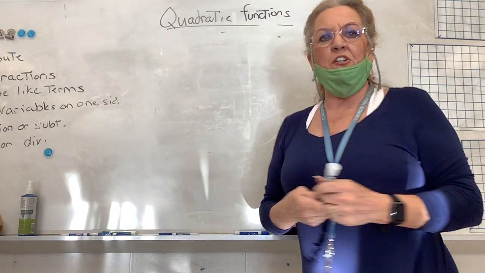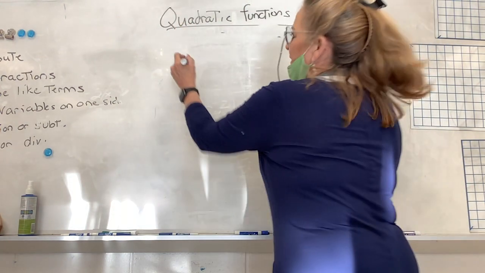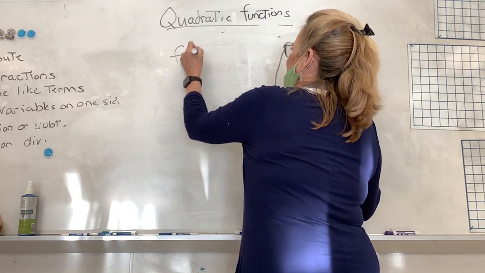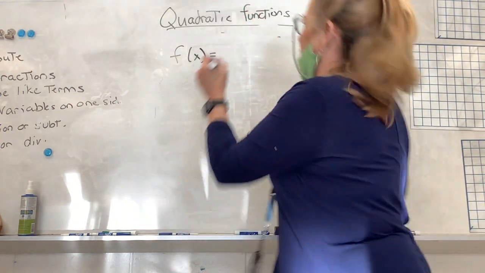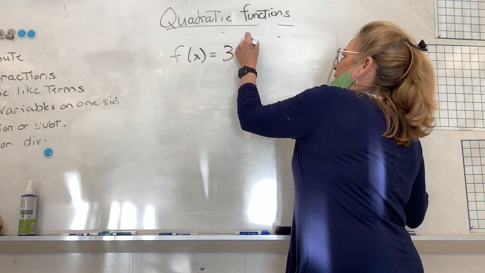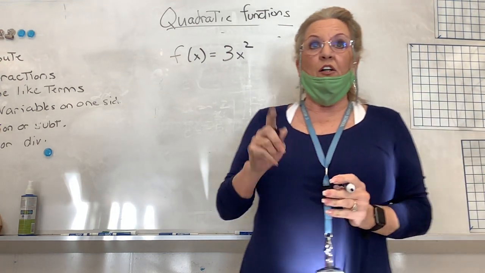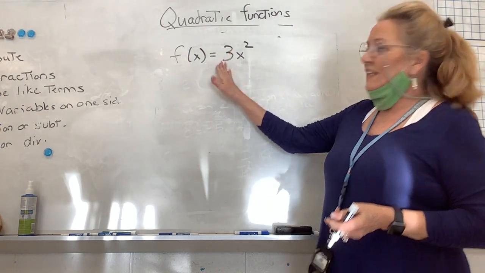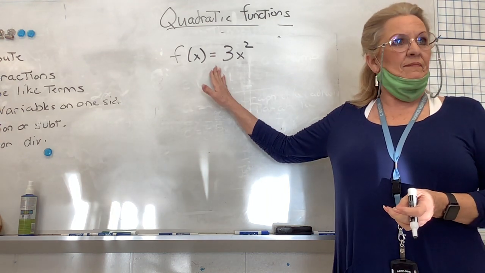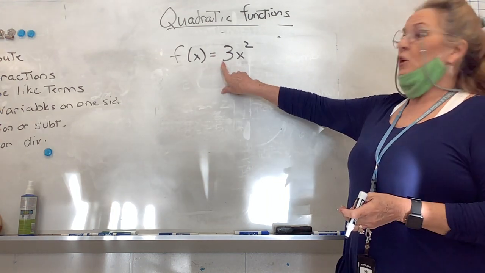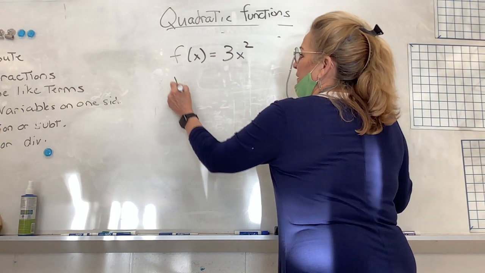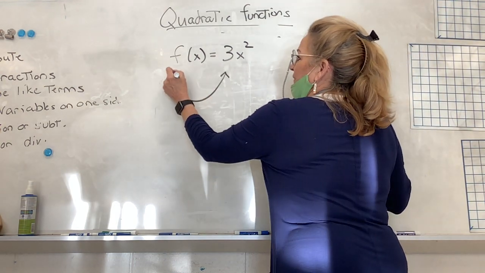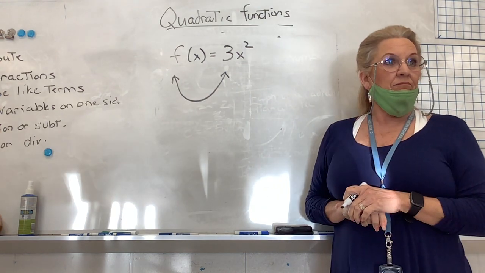That very first problem is f of x, which is the same thing as y. F of x equals 3x squared. First of all, I know for a fact that this parabola is smiling. I know it because my term A is positive. So this parabola is smiling. I do know that. Okay?